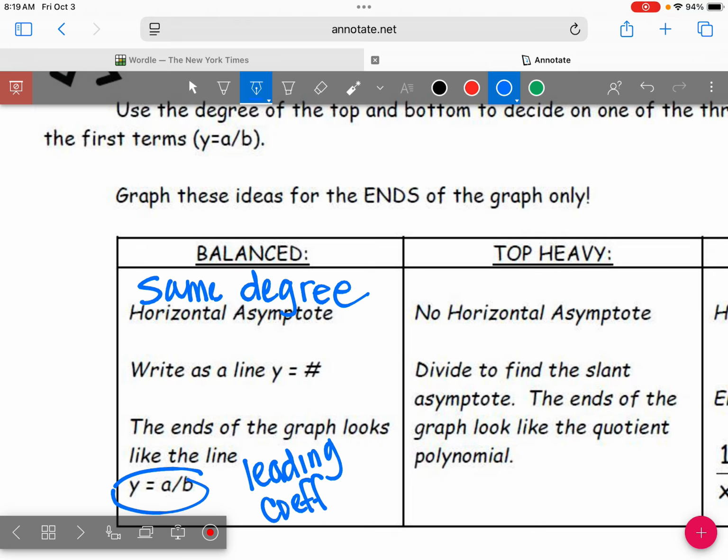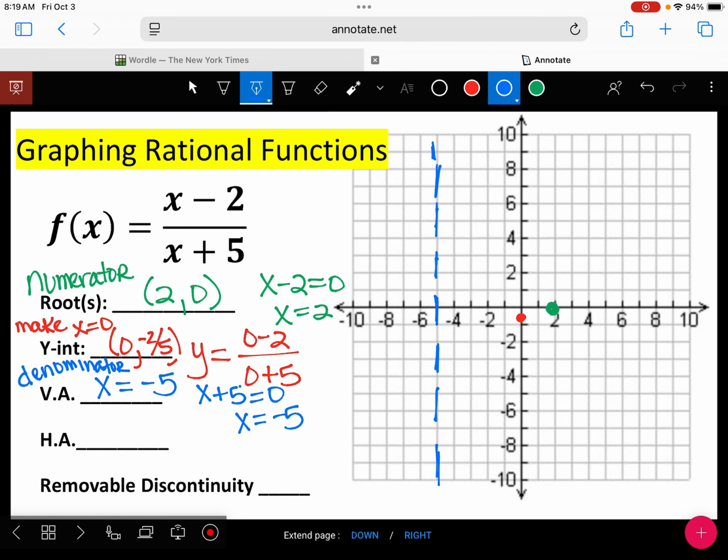And if we look at this example, this one is balanced because they both have a degree of 1. Does everybody see that? So what is the invisible number in front of x for both numerator and denominator? 1. So to find my horizontal asymptote, I'm going to take 1 and divide it by 1. And what is 1 divided by 1? 1. So y equals 1 is my horizontal asymptote. So I'm going to draw that in, make a dashed line.